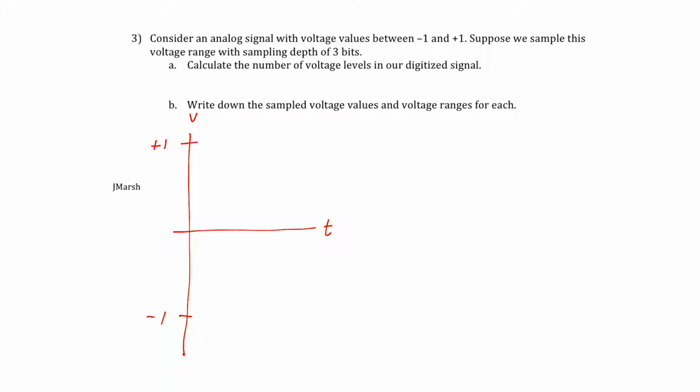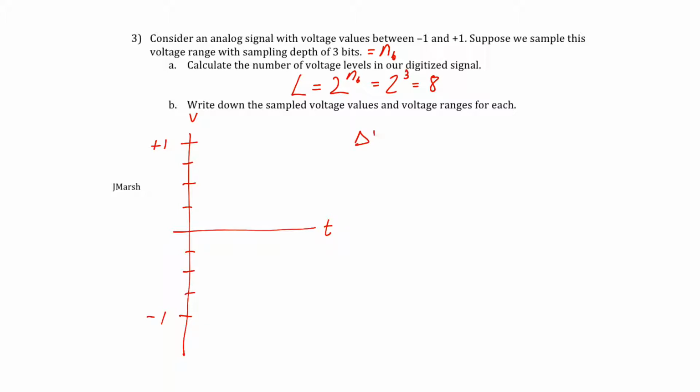And now the number of voltage levels is 2 to the N_B, where N_B is the bit depth, the number of bits, and it's 3. And so we have 8 voltage levels. And so I'm going to take this range from -1 to +1 and divide it up into 8 pieces. Okay? And now I can easily figure out what those values are.